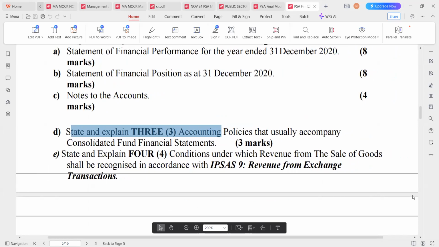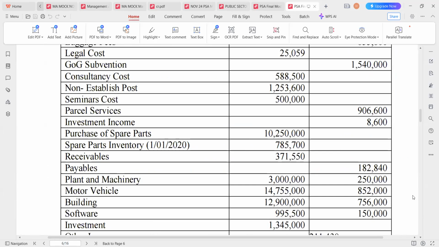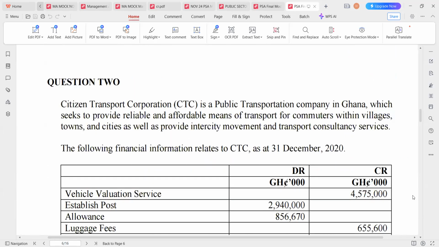So Citizen Transport Corporation, give me examples of GBE, Ghana Business Enterprise. Now you know that when you see this question, this one is a GBE: all the companies, all the public sector institutions that end with the word corporation. If you know any public sector institution that ends with the word corporation, mention them.